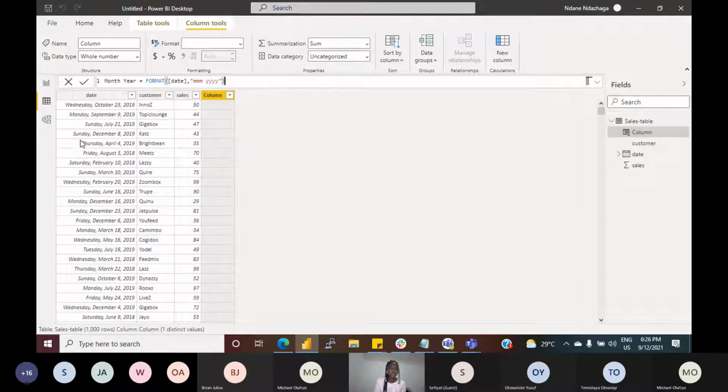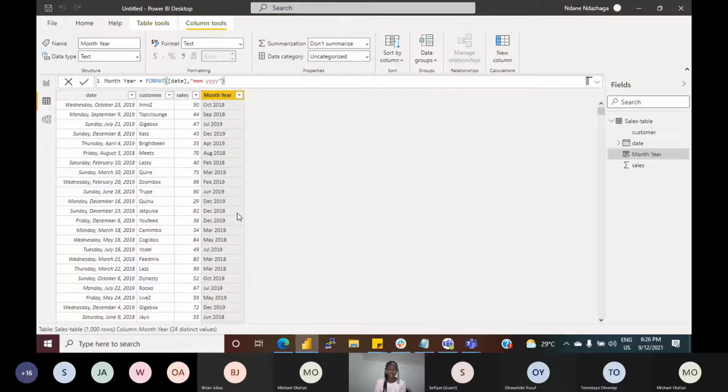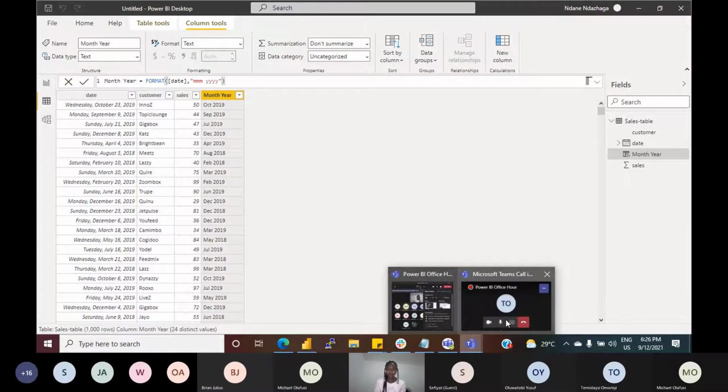So you want to format. This is just saying that you should format this date column into month, year. That's just what it's asking you to do. I'll drop it in the chat.